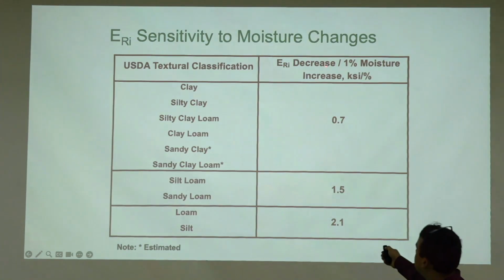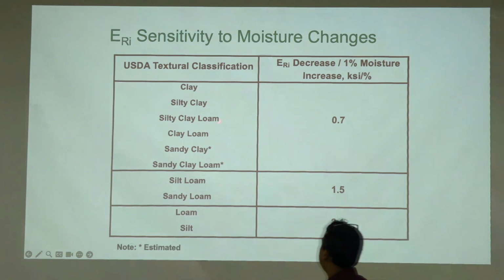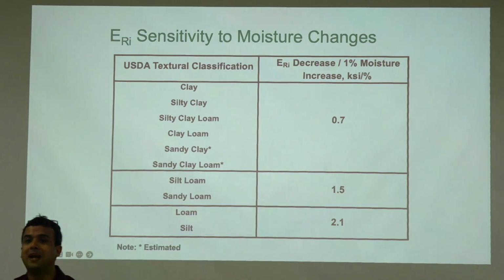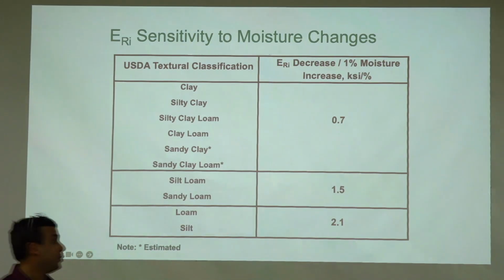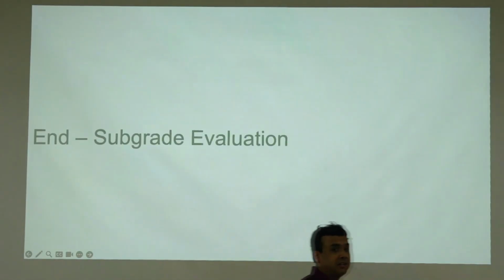What changes? This is a modulus. When 1% moisture increases, loam and silt had the highest percent change in modulus versus clay. Clay is very sensitive, but when you change 1% or something, it doesn't collapse like that, but silt would actually collapse a lot of times. So that's pretty much it.